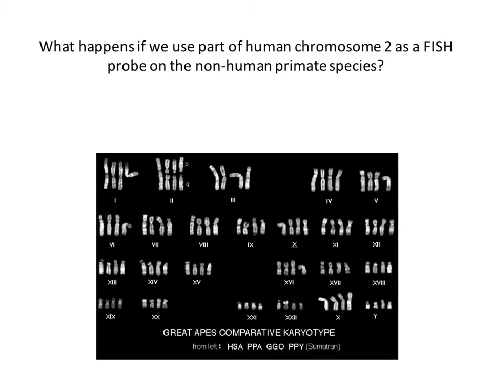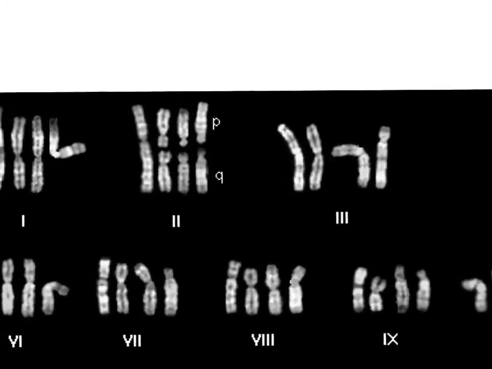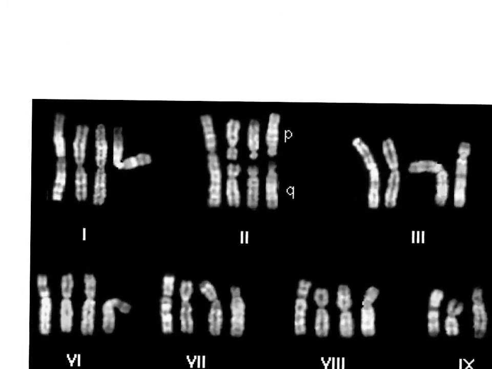So what sort of an experiment could you do if you want to know what the relationship is between human chromosome 2 and all of the non-human primate chromosomes that we think make up our chromosome 2? So let's say you know that there's a gene on chromosome 2 in humans. What would you do? You insert the probe exactly on chromosome 2.